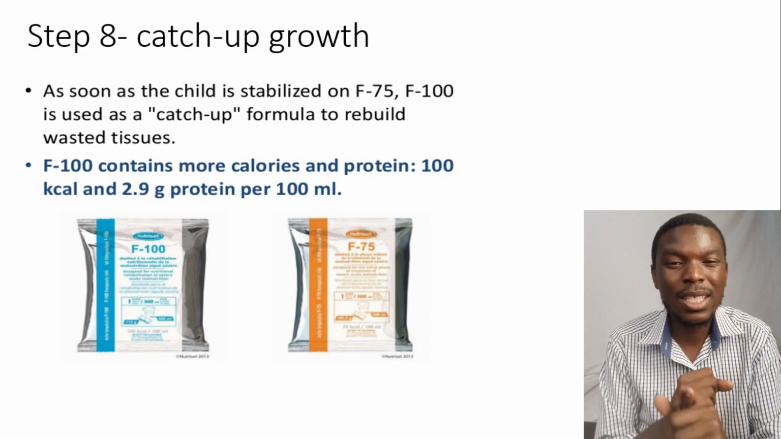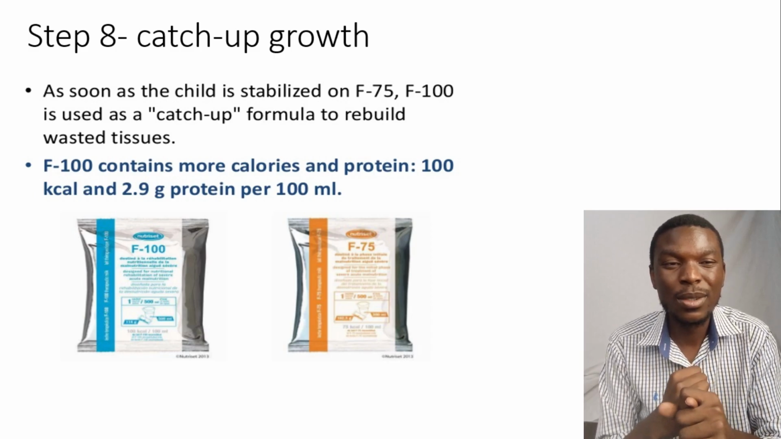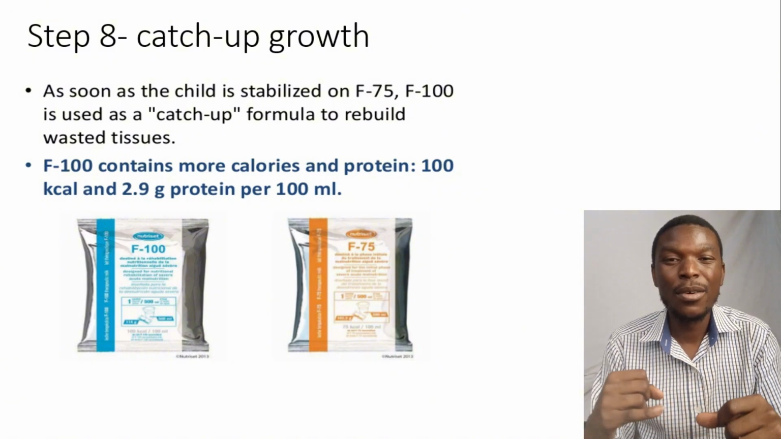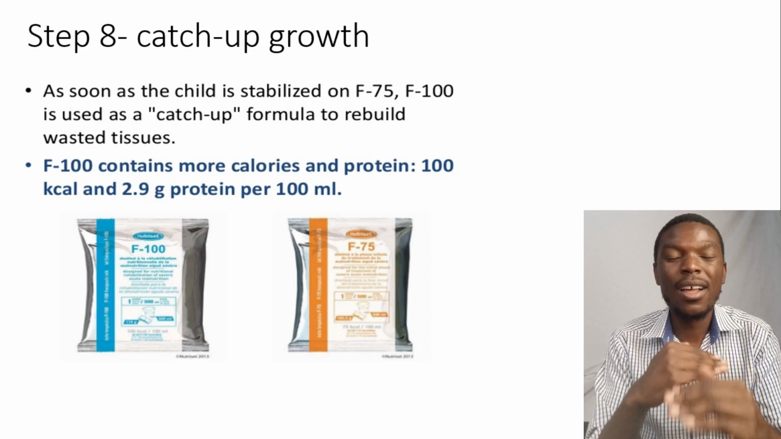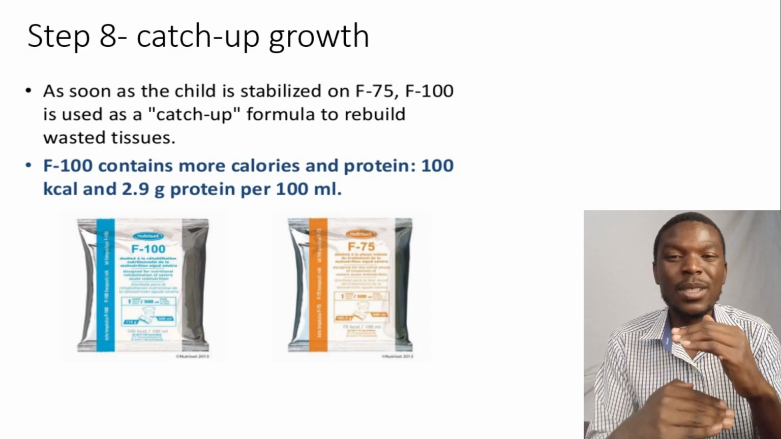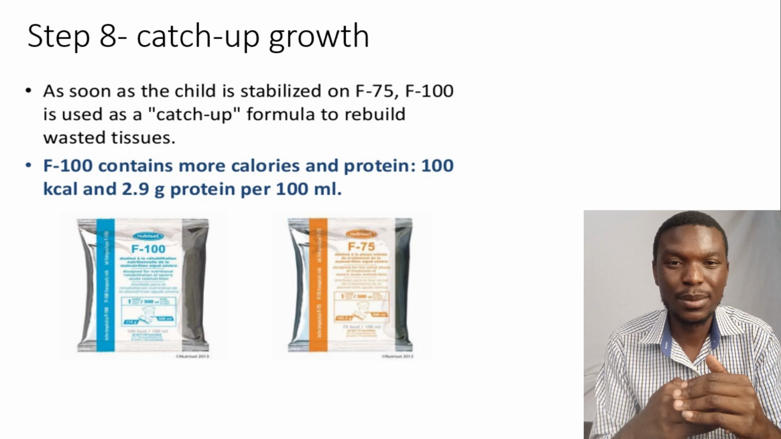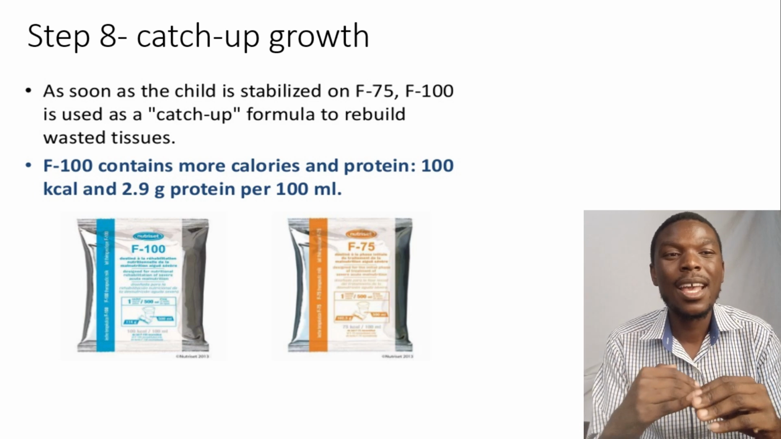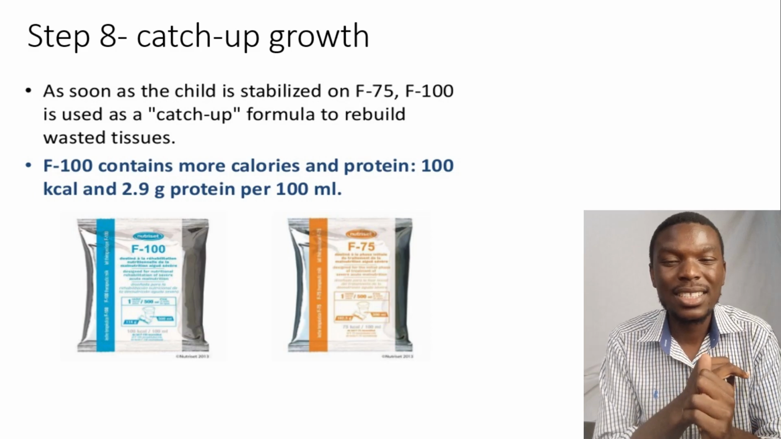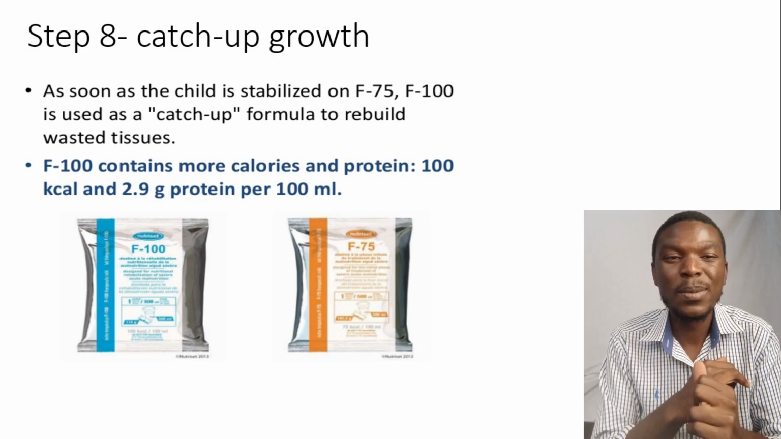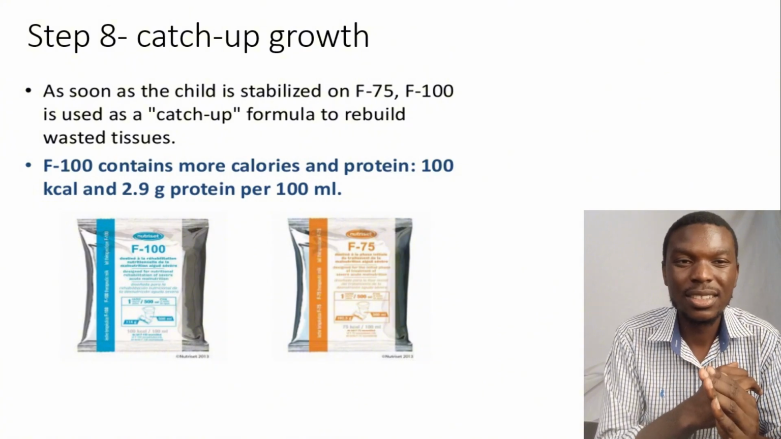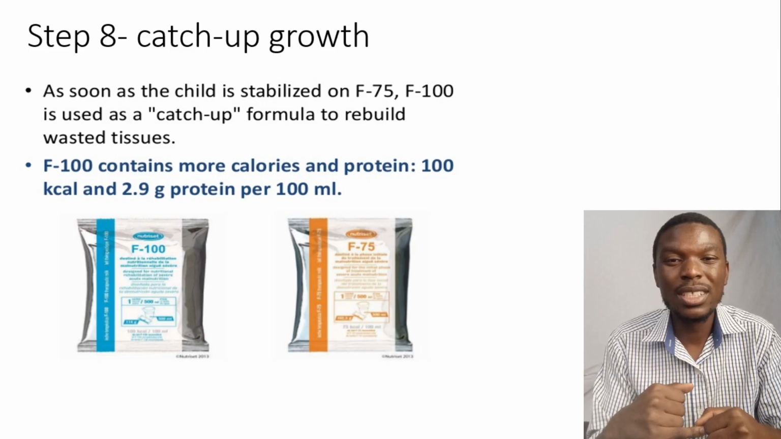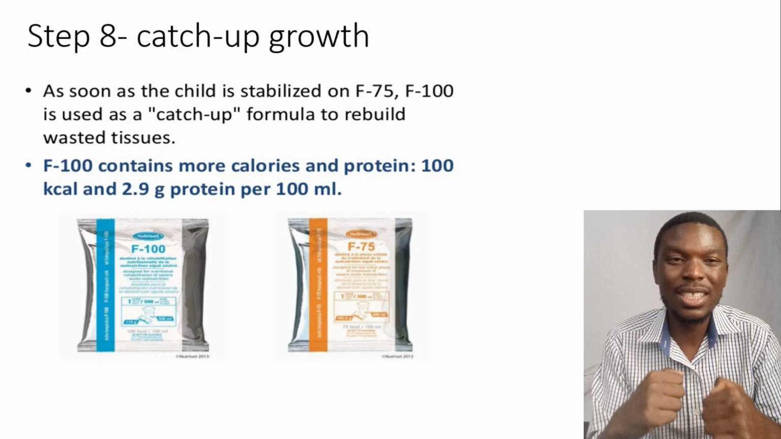F75 is basically for energy. It has enough energy to remove this child from the hypoglycemic state and stabilize this child. And then F100 has even more, especially on the protein side. There's more protein for body building. Now you want to start repairing and building this child.